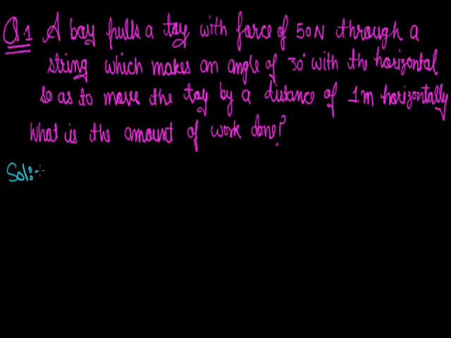Solution: as given in the question, a boy pulls a toy with a force of 50 Newton through a string which makes an angle of 30° with the horizontal. So we can draw a simple figure. Suppose this is a toy and a boy is pulling this toy at an angle theta with the horizontal.